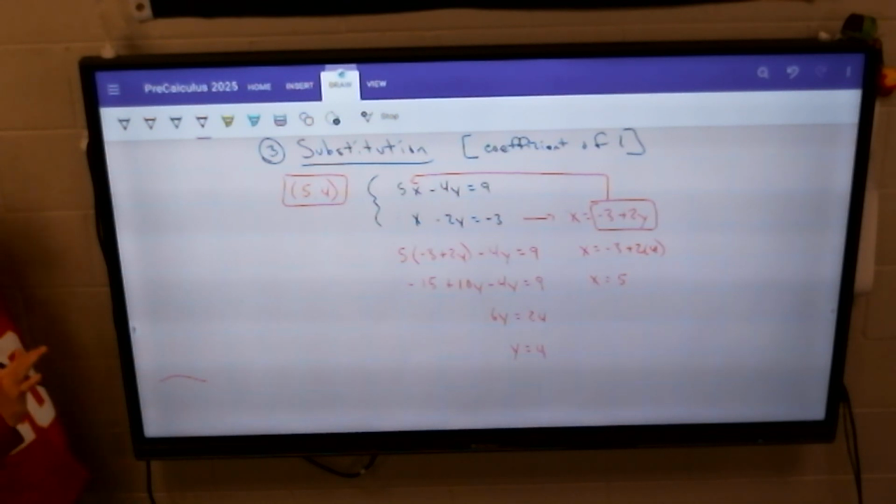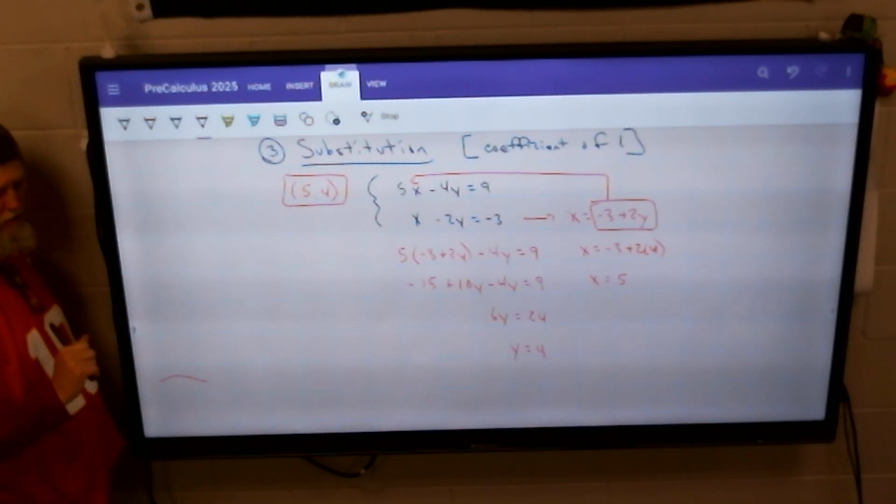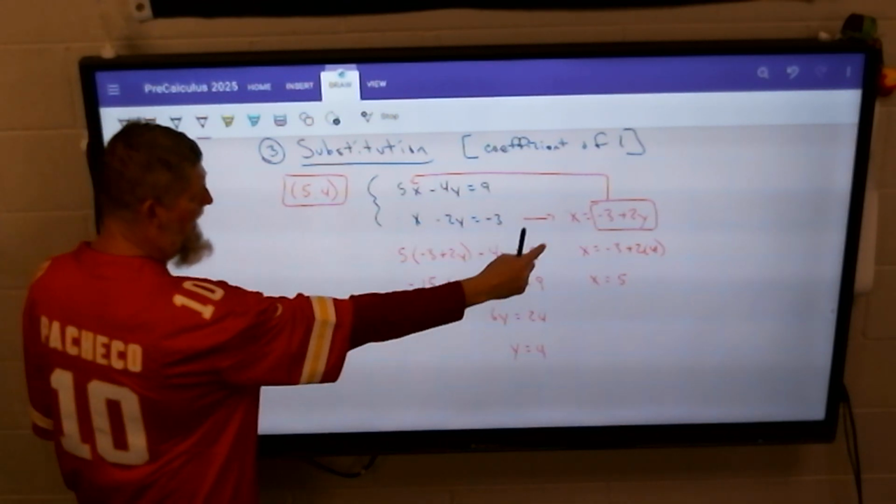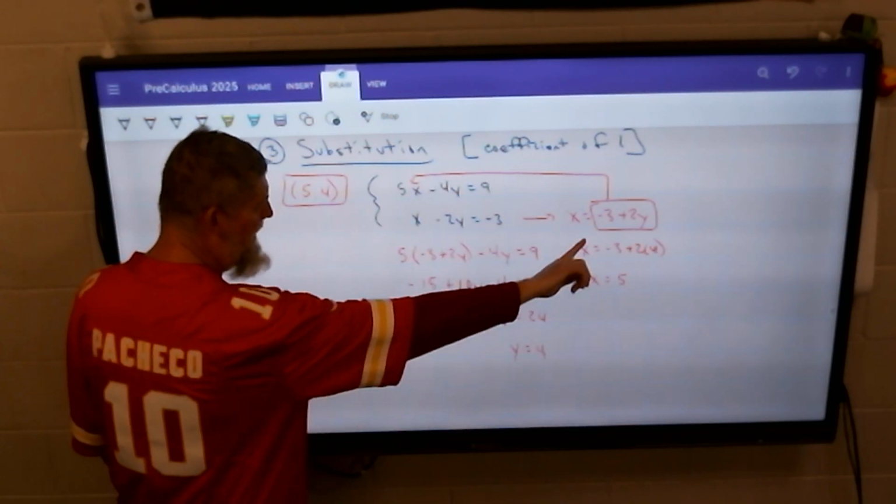So how many times did I actually have to substitute? Twice. I had to plug x in, then I got my answer and plugged it in the other equation.